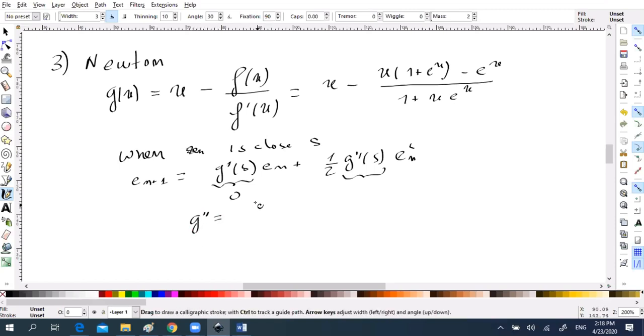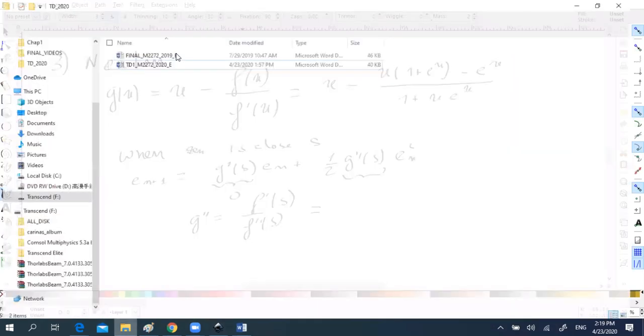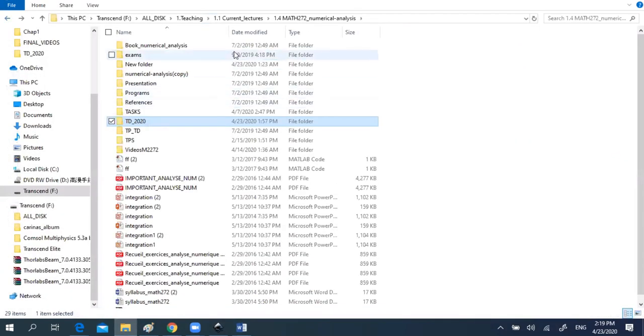So the g second is f prime over f second of s, I think. That was correct, no? You can even take the g prime of this, derive it to get the expression, and derive it 2 times to get this expression. So it's f prime over f second. Okay, I'll just verify. I think it's f second over f prime. Yeah, I have to verify it.